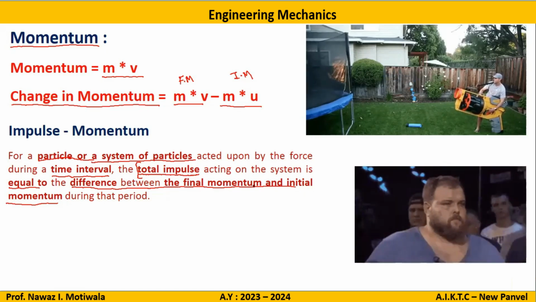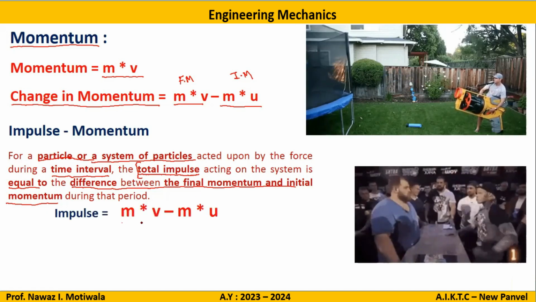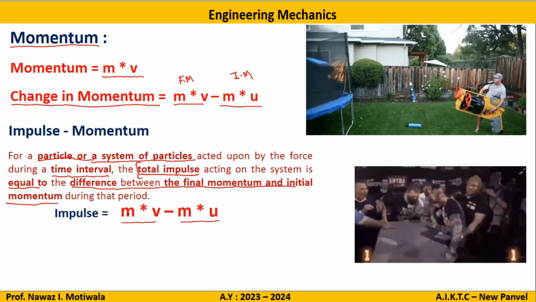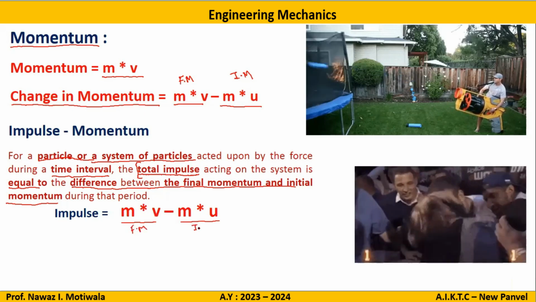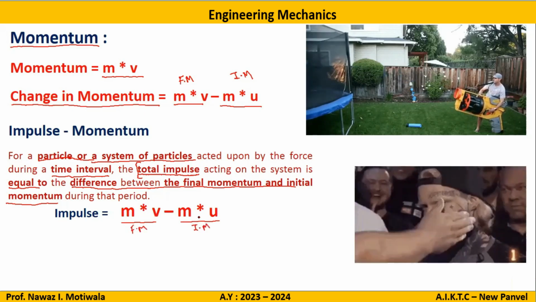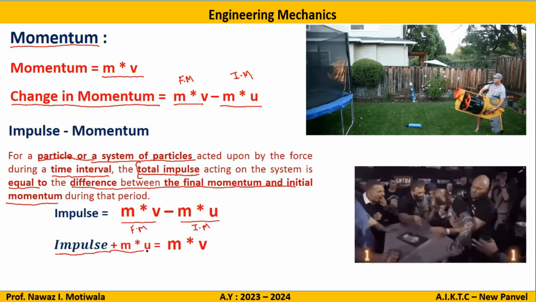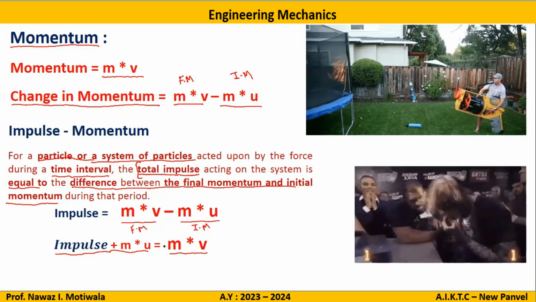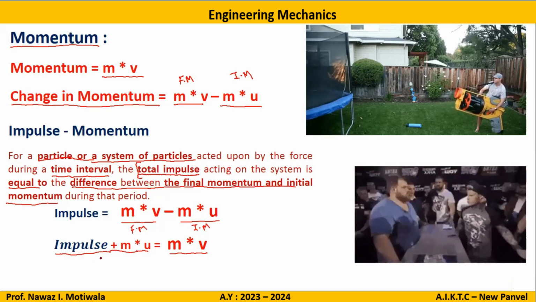So if I convert this into a mathematical form, I can write impulse is equal to mv minus mu, where m into v is the final momentum and m into u is the initial momentum. If I just rearrange these terms, I will get impulse plus m into u is equal to m into v. Or I can say that the final momentum of a body is equal to initial momentum plus the impulse.